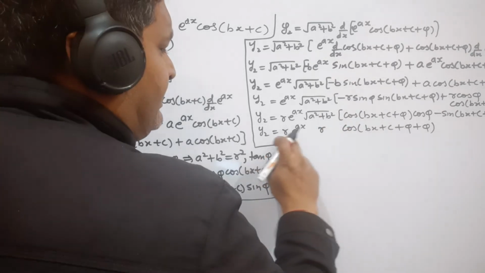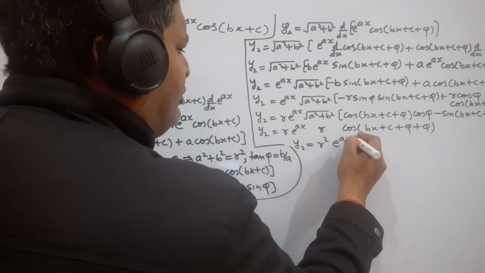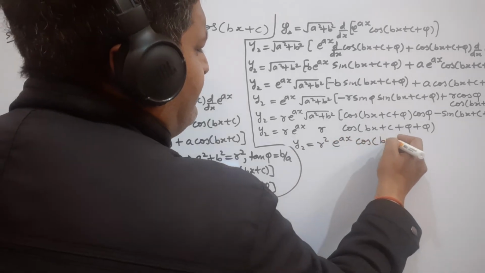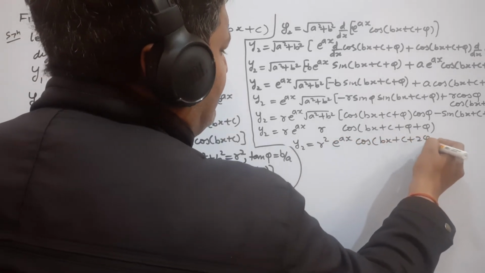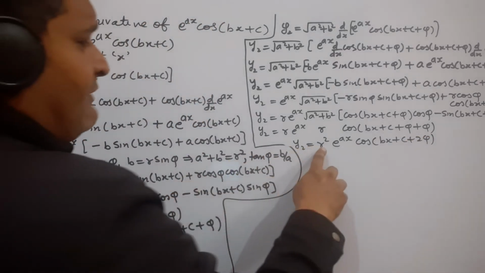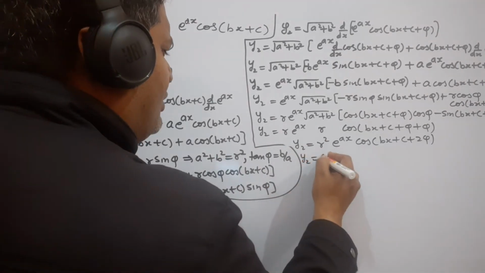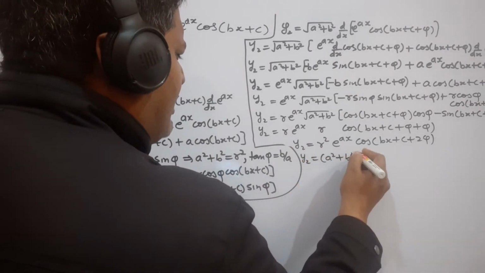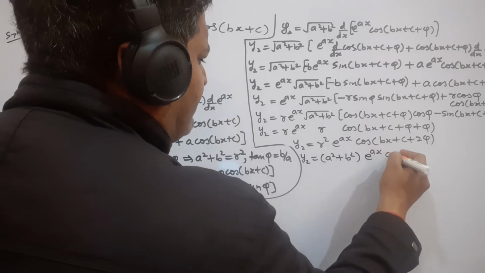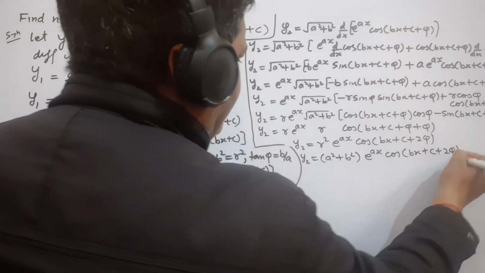So this r and this r multiply, we get r square e to the power ax cos bx plus c plus 2 phi. When we substitute the value of r square here, we write y2 is equal to a square plus b square e to the power ax cos bx plus c plus 2 phi.